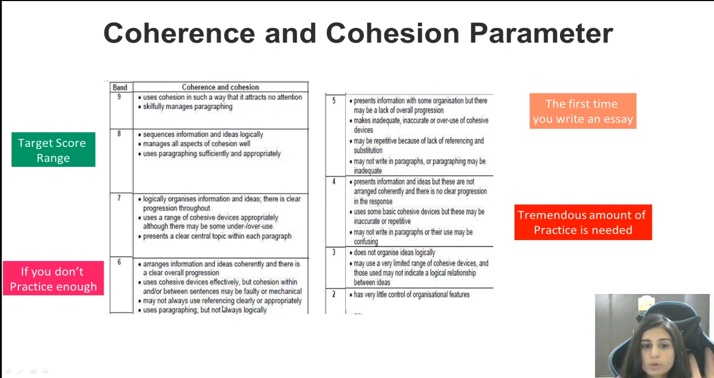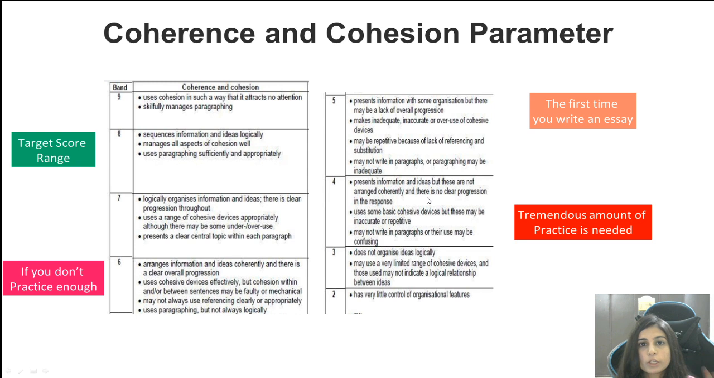Okay, so this is what this parameter is actually about, and this is the minimum that you have to score, 7 scores. So make sure that you suffice these three factors properly and focus on these. Okay, this should be your target, but at least you will fall somewhere here. So let's have a look at the 4 bands as well to know what you shouldn't be doing. So presents information and ideas, but these are not arranged coherently and there is no clear progression in the response.